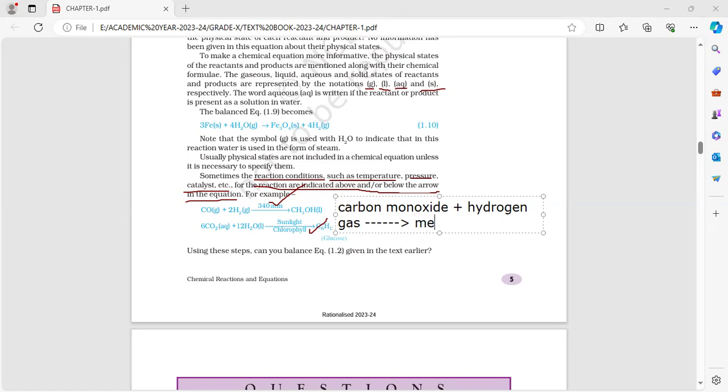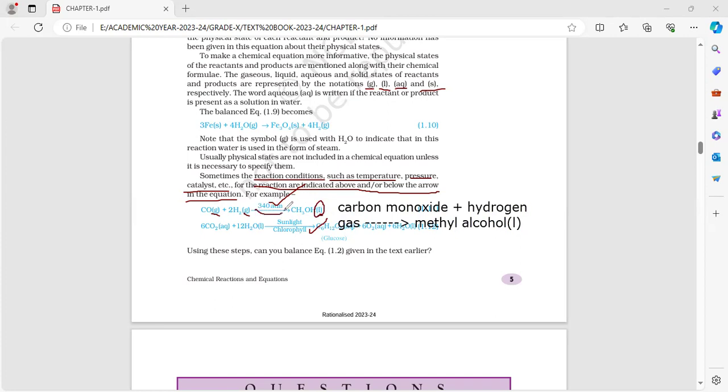So we will get methyl alcohol. Now which state is methyl alcohol? Liquid state, right? This is a very important chemical reaction. We are using both reactants as gas, so the final product should be gas only, right? But here we are getting liquid. How is it liquid?